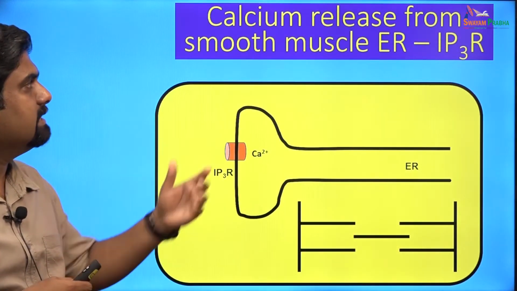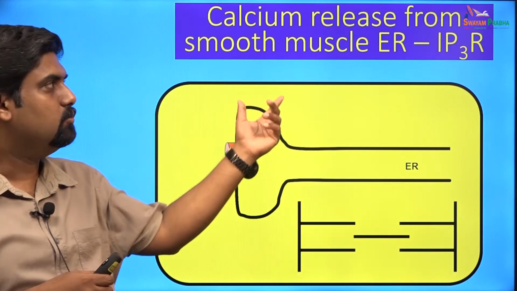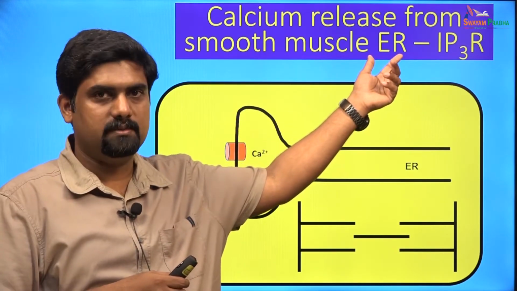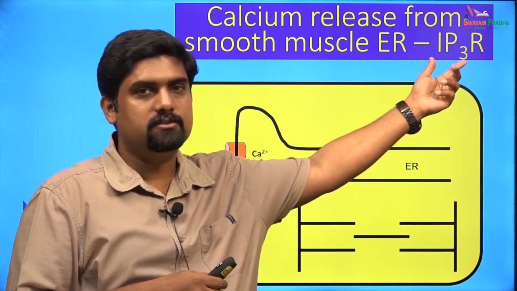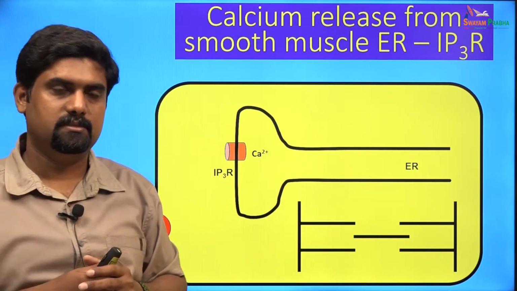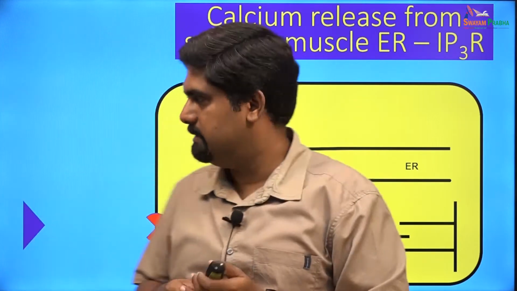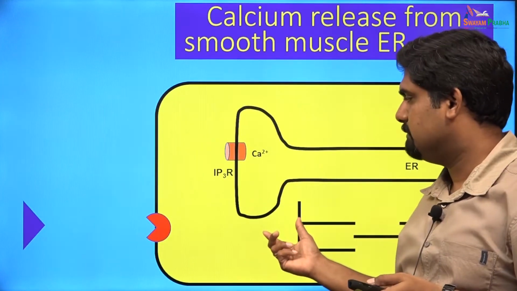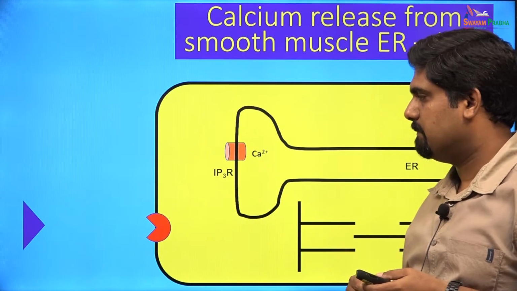Now let us discuss the calcium release from the smooth muscle. In the smooth muscle, the calcium store is the endoplasmic reticulum, and calcium release happens through certain channels like IP3 receptors, which are similar to the ryanodine receptors. So here we see a cartoon of a smooth muscle cell. It's a vascular smooth muscle cell.